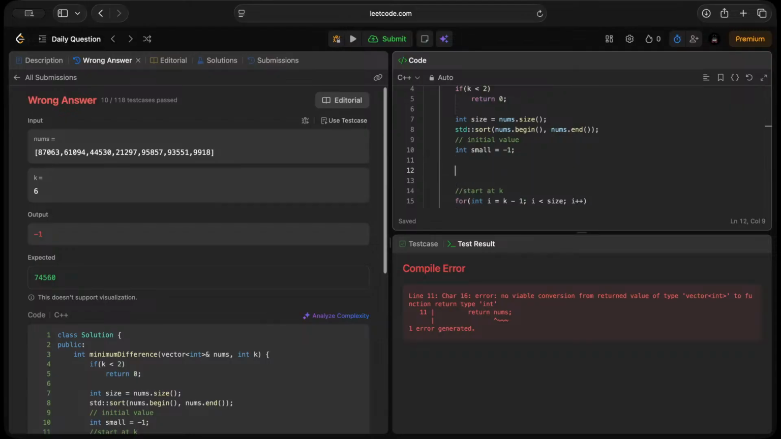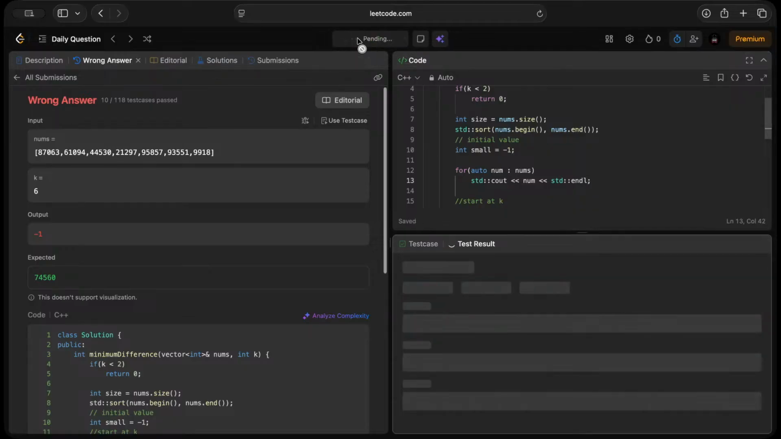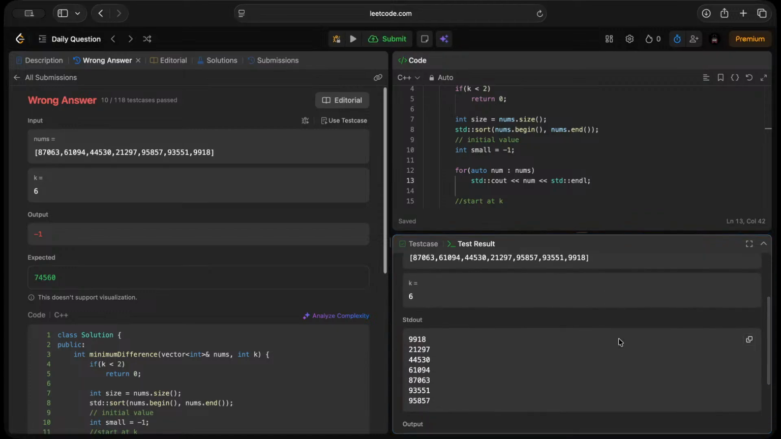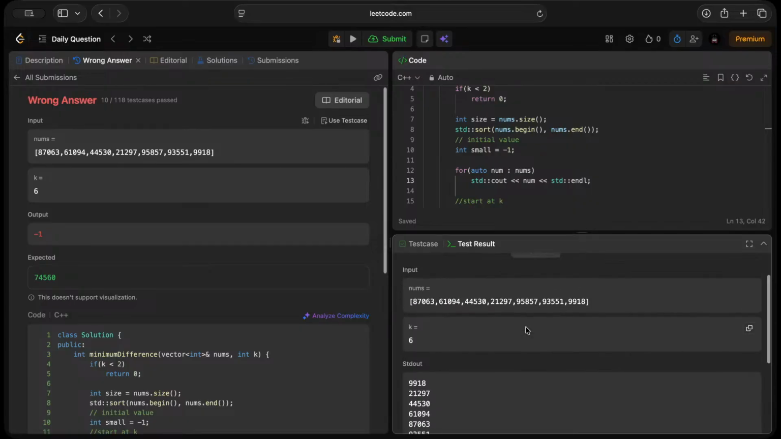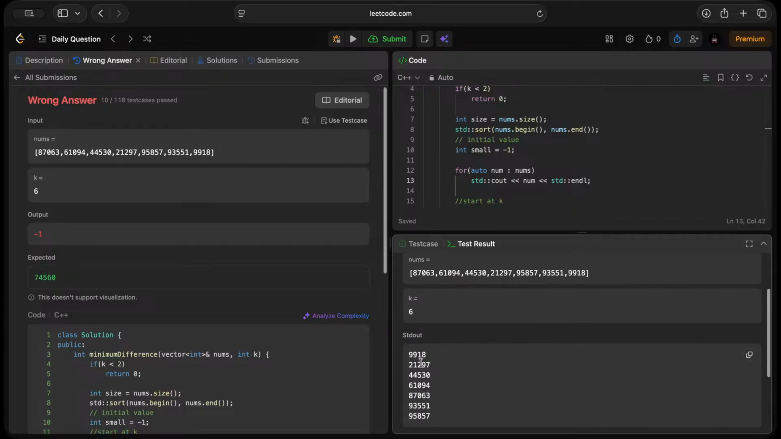Okay, for debug, we're just gonna do auto num in nums, std cout num. So we start at 1, 2, 3, 4, 5, 6.